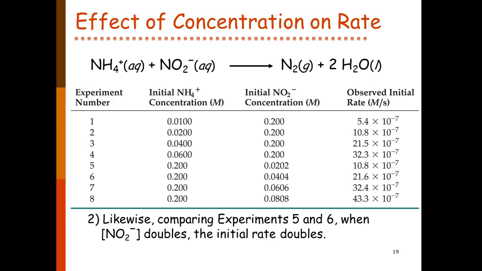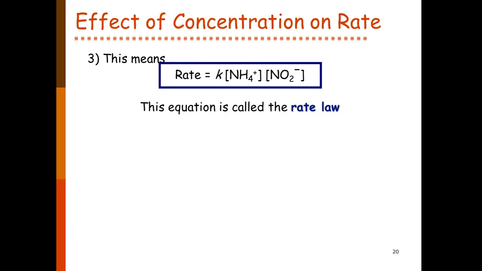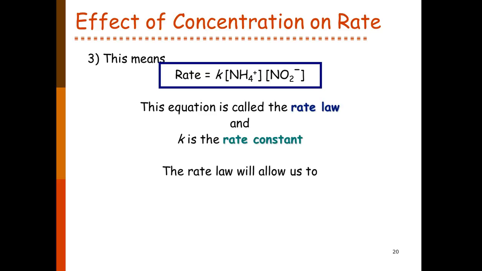So now that we've decided that it's first order in the nitrite ion and first order in the ammonium ion, we can now write the rate law. Our rate law will be rate equals our rate constant times the ammonium ion to the first power and the nitrite ion to the first power. K in this equation represents the rate constant.